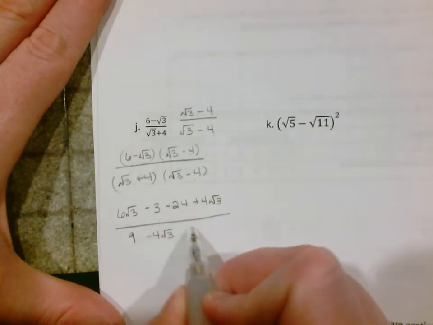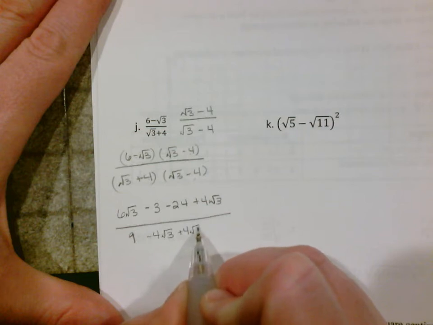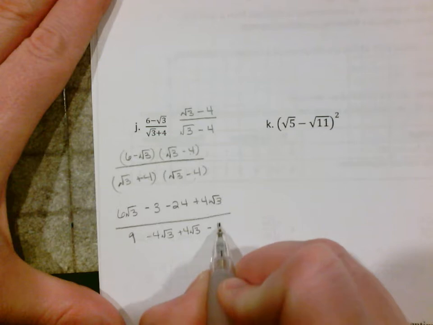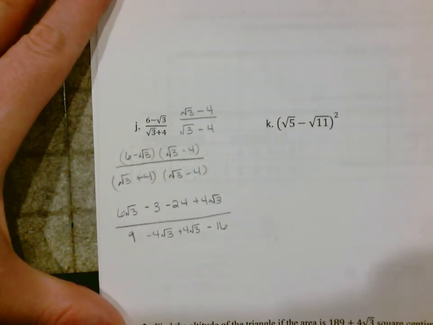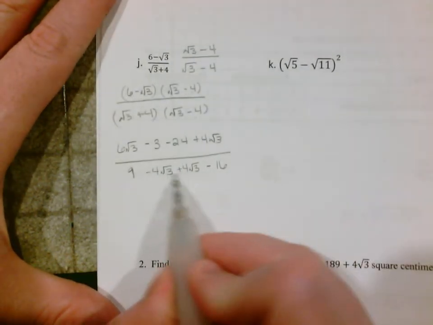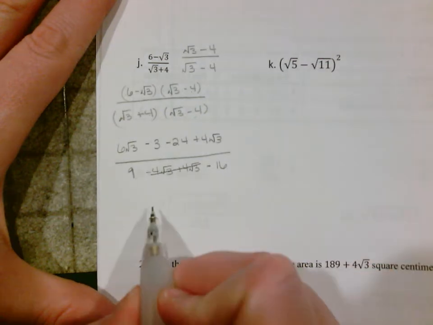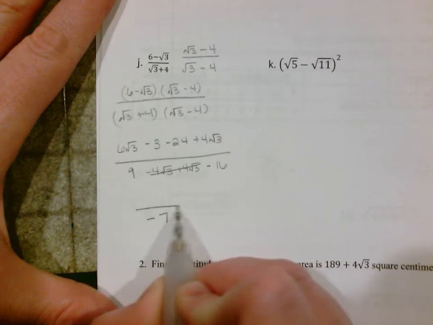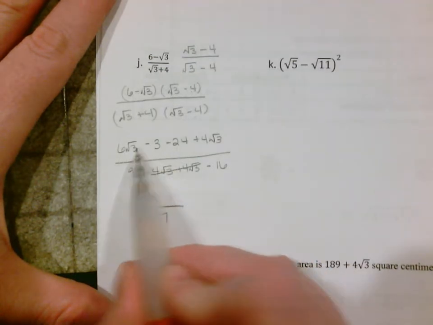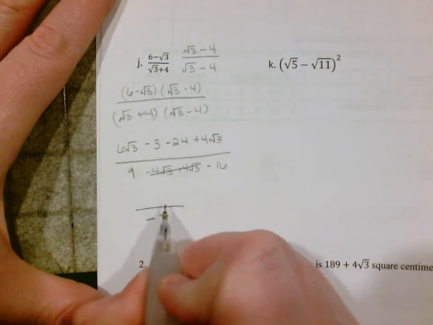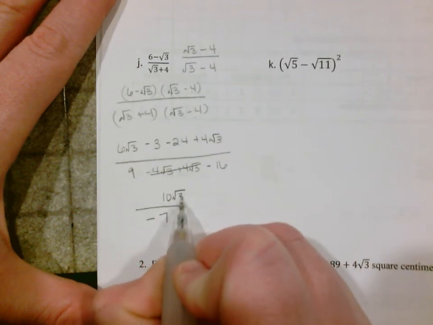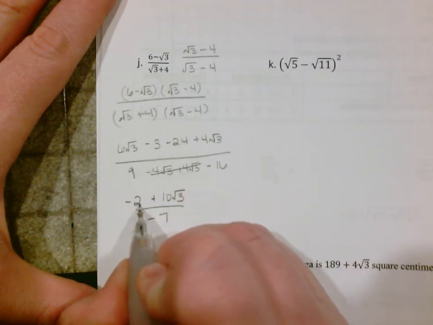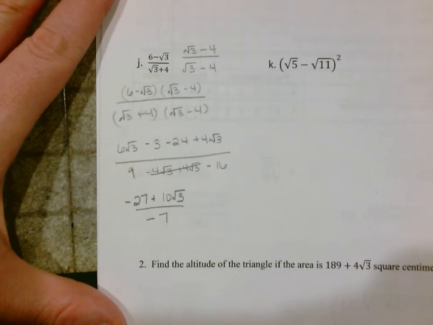This times this is positive 4 root 3. And then 4 times a negative 4 is a negative 16. So simplifying this, cancels out here. 9 minus 16 is a negative 7 over 6 root 3 and 4 root 3 is 10 root 3. Now it's positive. Negative 3 minus 24 is a negative 27. And you can just leave your answer like that, and that's fine.